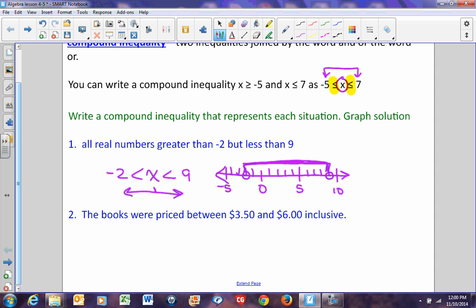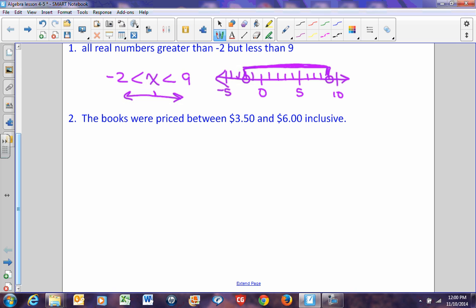Let's look at number 2. The books were priced between $3.50 and $6 inclusive. The word inclusive means including, which means it includes $3.50 and it includes $6. What that means? Closed circle. That's really all the difference is. If it says inclusive, it means it does include that. It means equal to those values as well.